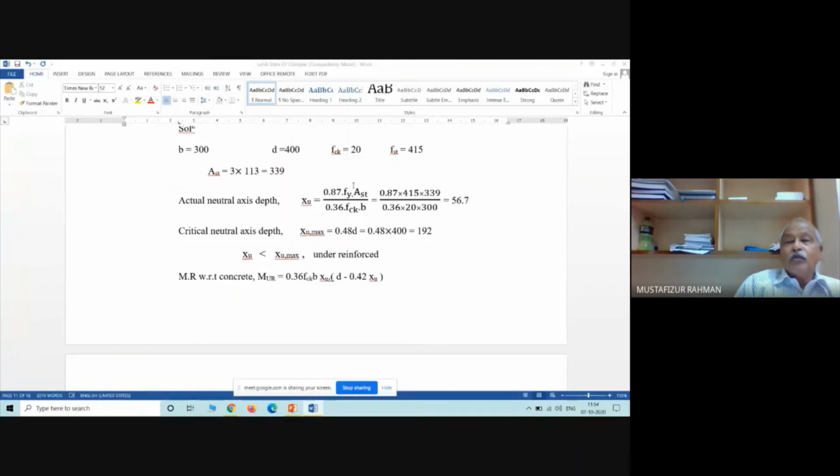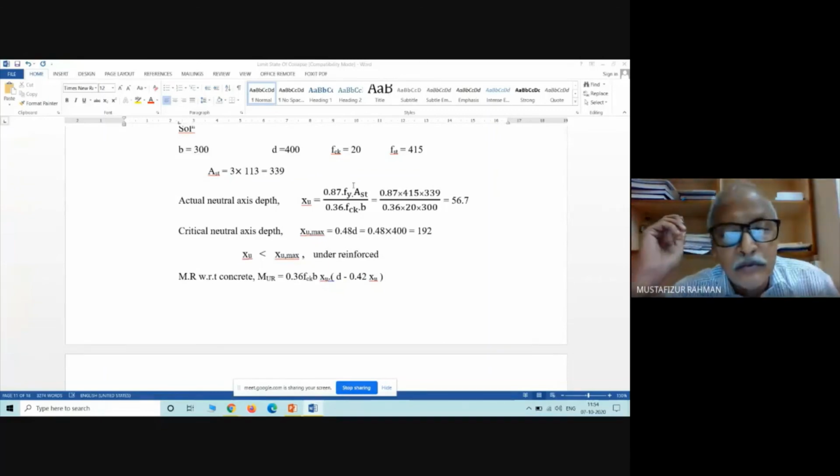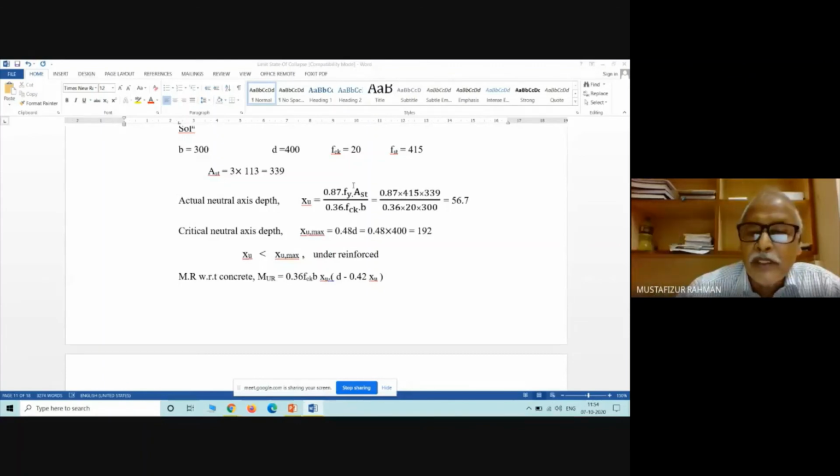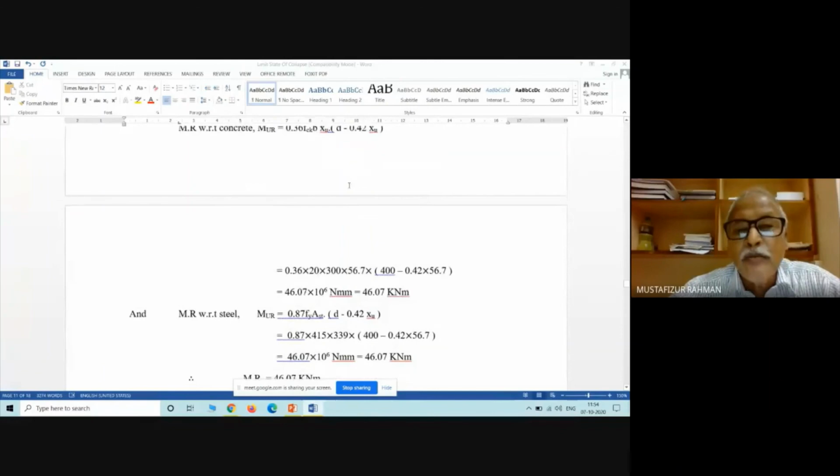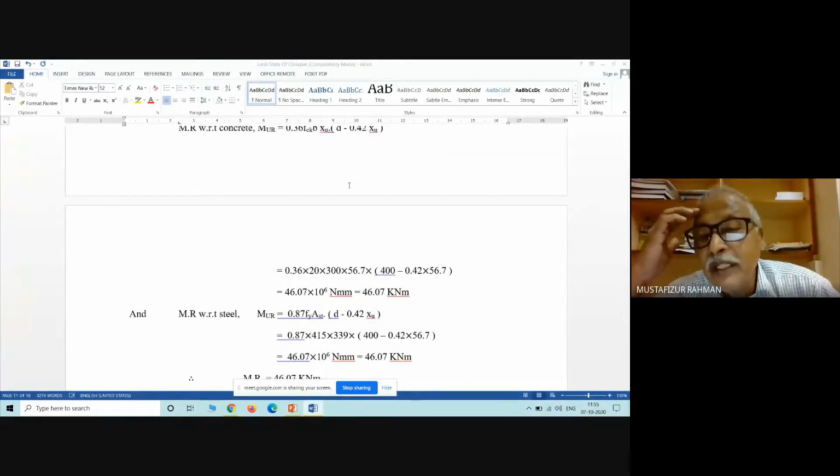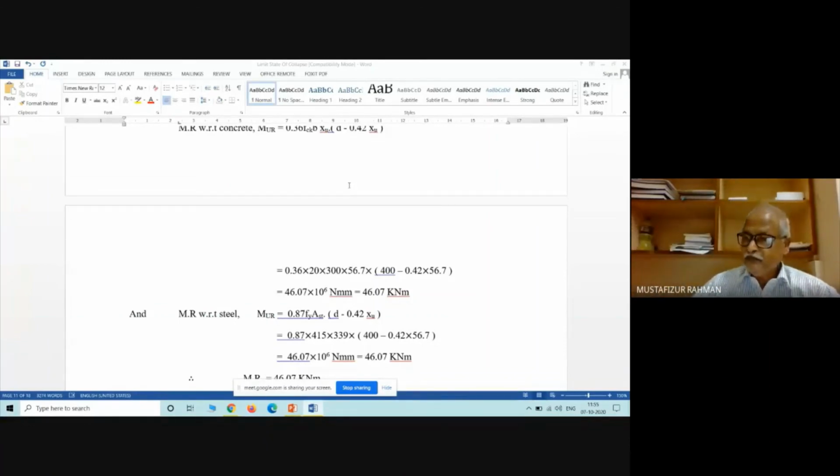If that is the situation, then our moment of resistance with respect to concrete is given by 0.36 fck b xu into d minus 0.42 xu. So we got 0.36 into 20 into 300 into 56.7 into bracket 400 minus 0.42 into this. Ultimately we got 46.07 kilonewton meter.